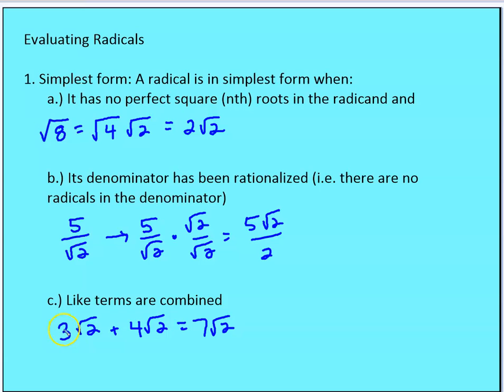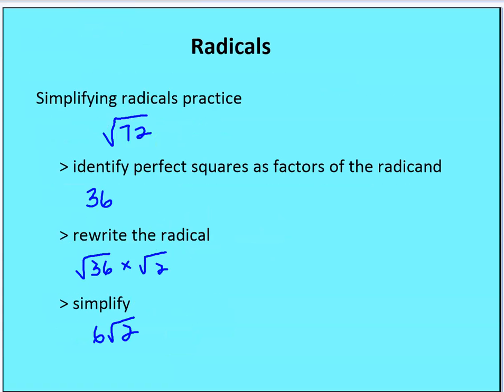All right, so I have like terms in root 2 and root 2. So 3 root 2 plus 4 root 2 is 7 root 2. But remember, the base of the radicand value has to be the same in order for us to add or subtract. All right, so simplifying radicals, our practice. First thing we're going to do is identify the perfect squares as factors of the radicand. We're going to rewrite the radical, breaking it into its factors if there are perfect squares that are factors of the radicand. So I'm going to rewrite this as the square root of 36 times the square root of 2. And then I'm going to simplify this perfect square that's a factor by rewriting it as an integer, 6 root 2.